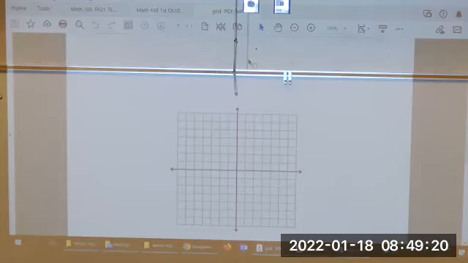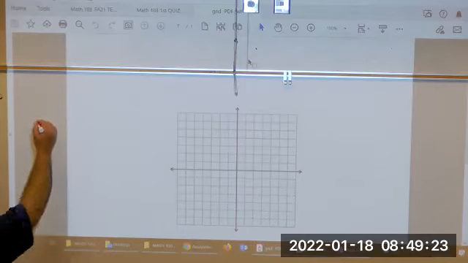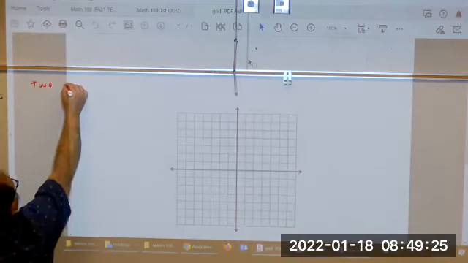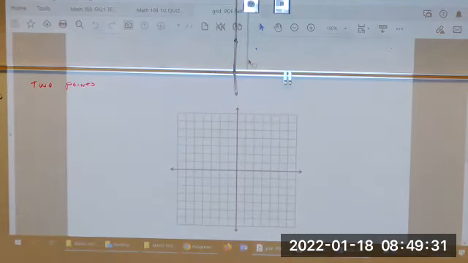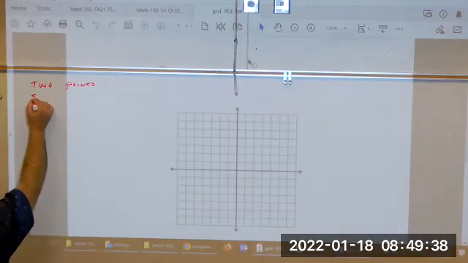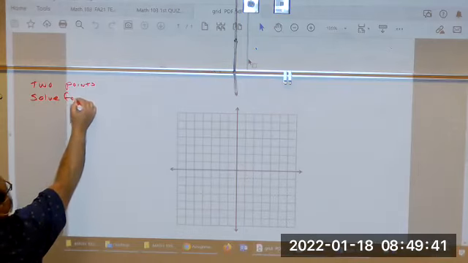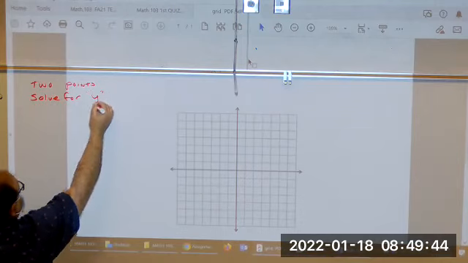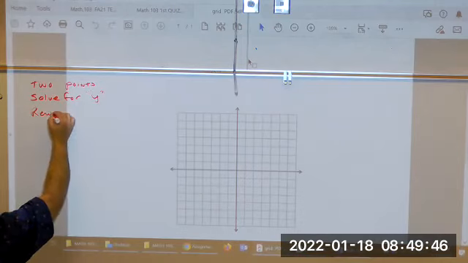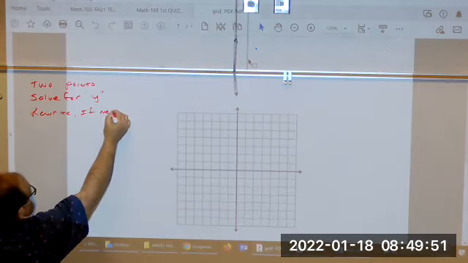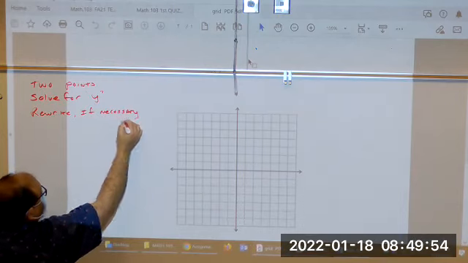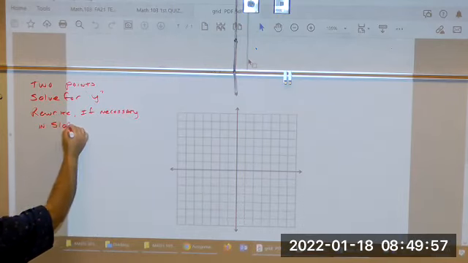But the bottom line is, the way you want to graph a line is you need 2 points. And you draw the line through those 2 points. Now, the best thing to do is solve for the y. Rewrite, if necessary, in slope-intercept form.